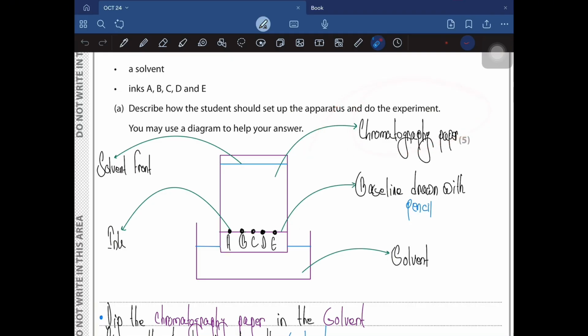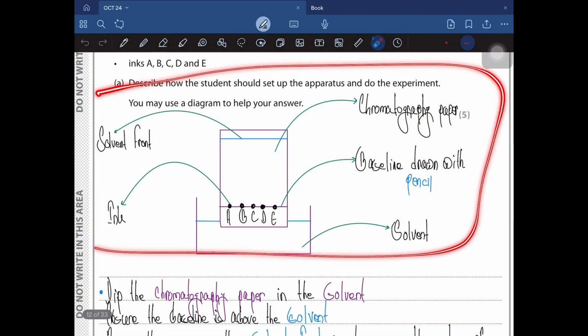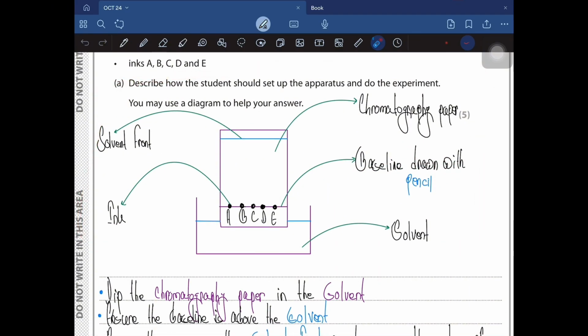The baseline should always be drawn with a pencil, because if it was drawn with a pen, then the pen has inks, and the inks are going to separate as well and impact the chromatography results. So you have to draw it with a pencil. I have already explained all of this in my diagram, so I do not need to repeat it.